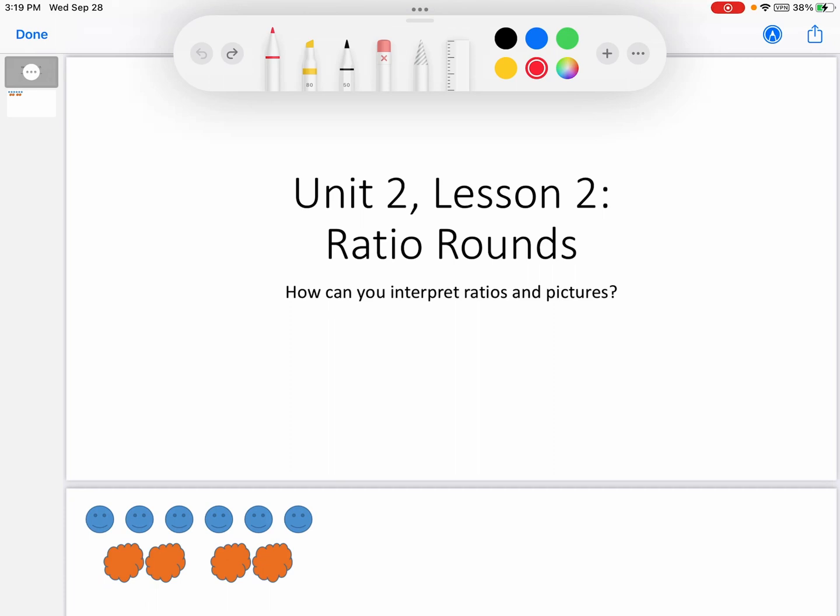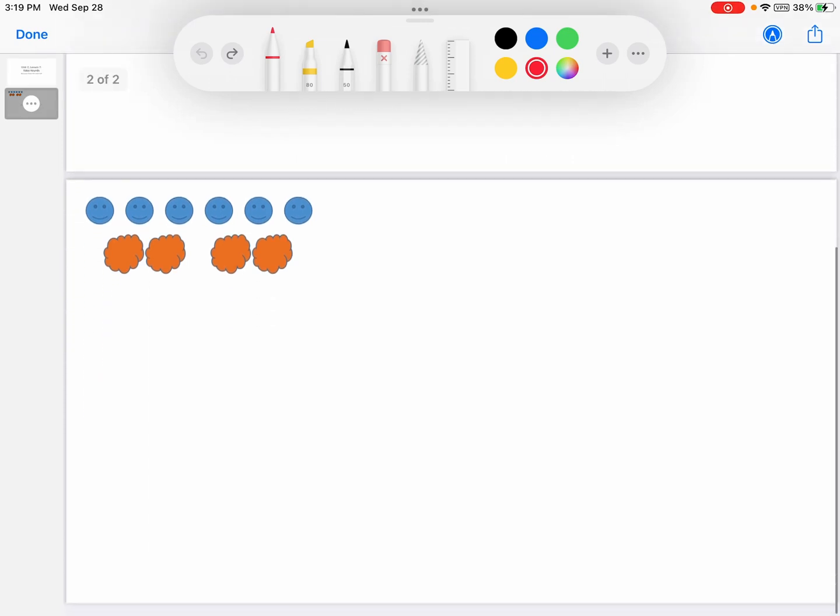So, we're up to Unit 2, Lesson 2. This one is called Ratio Rounds. The whole idea of this lesson is how can you interpret ratios and pictures and describe pictures using ratios, and how do you do it correctly and how do you do it incorrectly. So, let's try. Here is a picture.